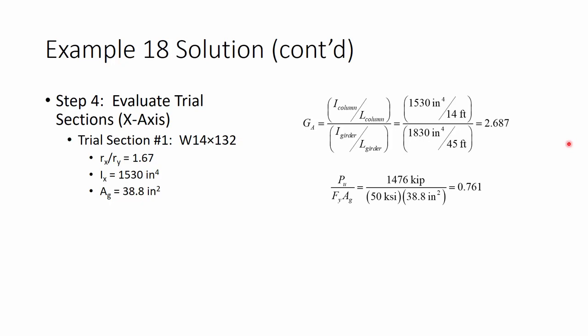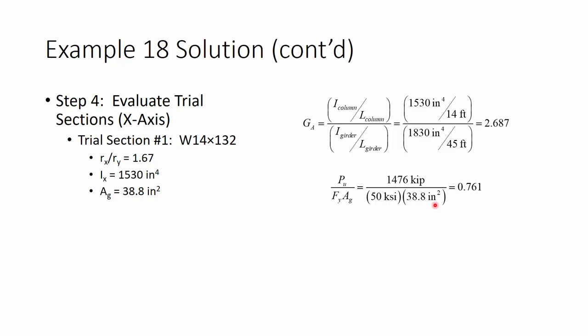Okay. Now the next thing that we have to do is compute this quantity Pu over FyAg. The reason that we're doing that is because we need to see which equation we're going to use for tau. When we compute that, this quantity does come out unitless, because on the top we have kips, and on the bottom we have ksi times inches squared, so that's kips. So this is completely unitless. And when you plug and chug that, you should get 0.761.